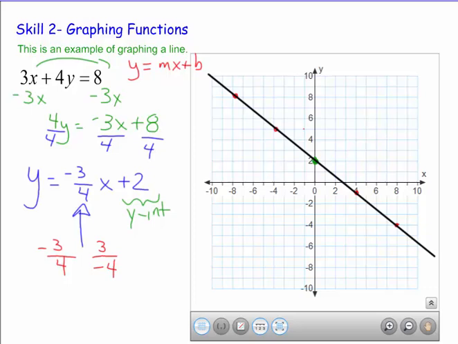Be sure that you put your arrows on both ends because they go forever in both directions. Looking from left to right, it's going downhill as it should because our slope is negative.